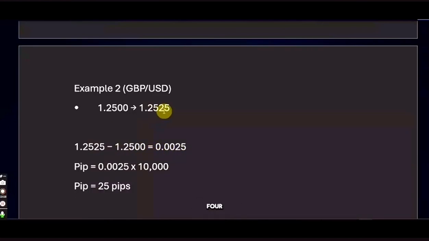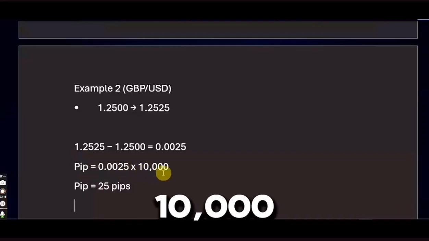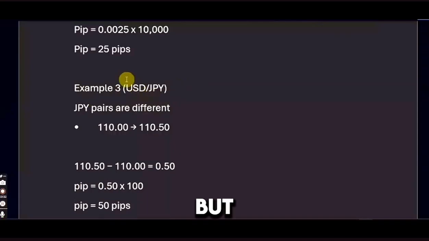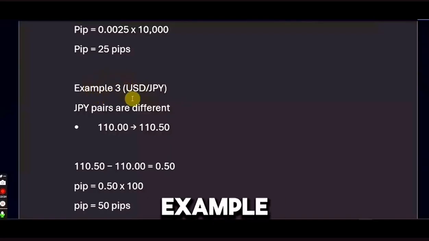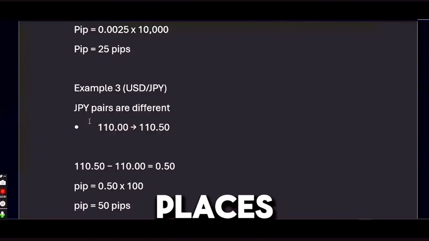This is a 4-digit pair, a major pair. So because of that, we multiply the price difference by 10,000 and it will give us 25 pips. But let's look at an example of JPY, Japanese yen. JPY has 2 decimal places.